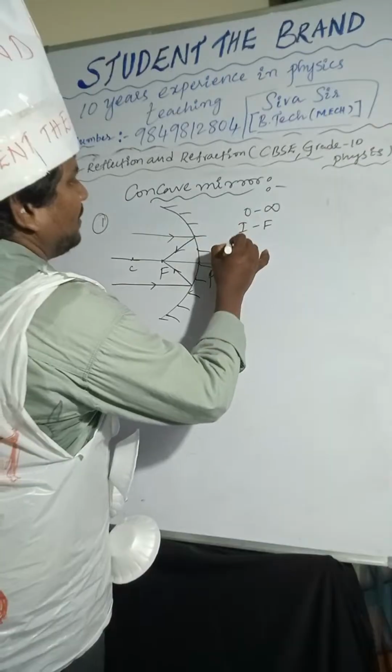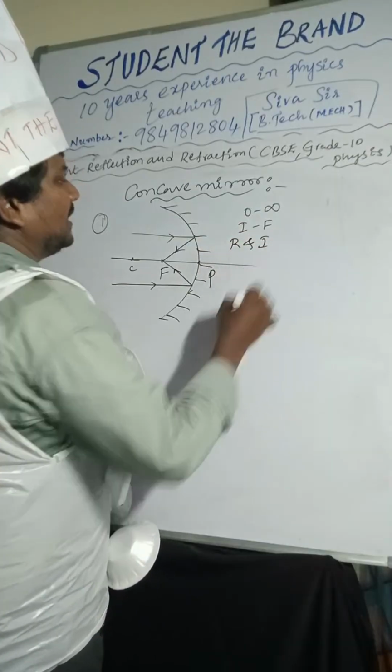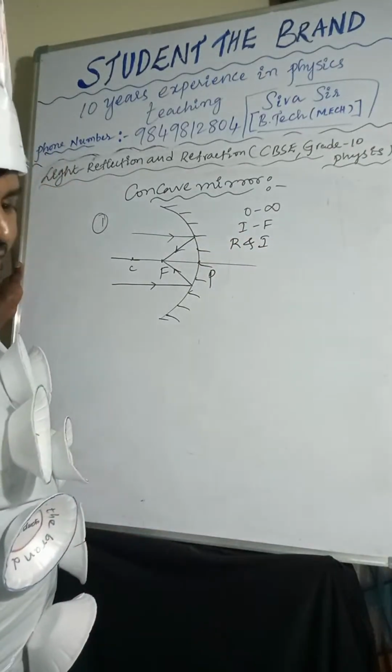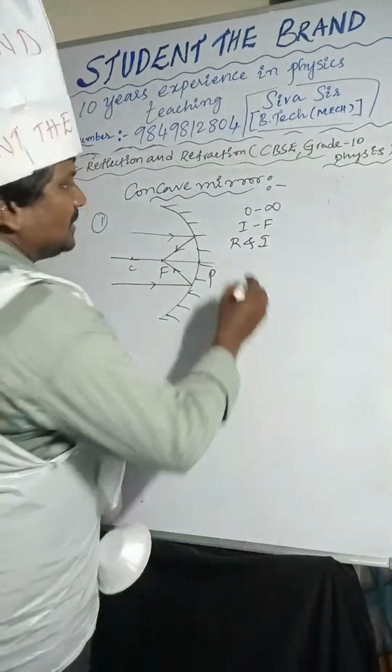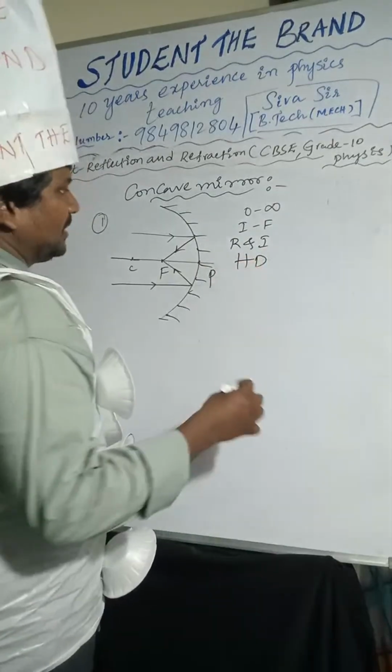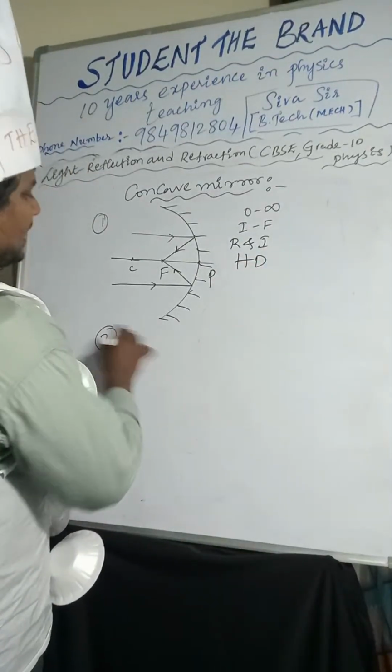So nature of the image is real and inverted. And coming to the size, the image is highly diminished.